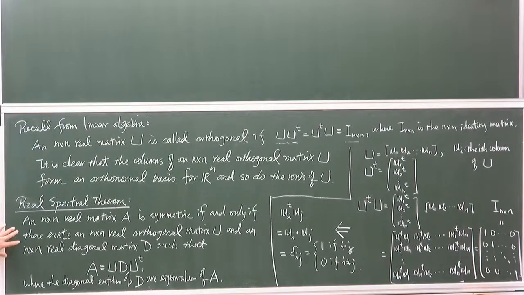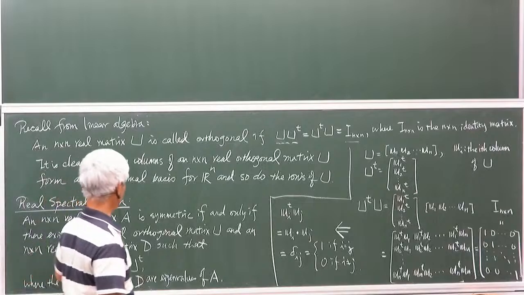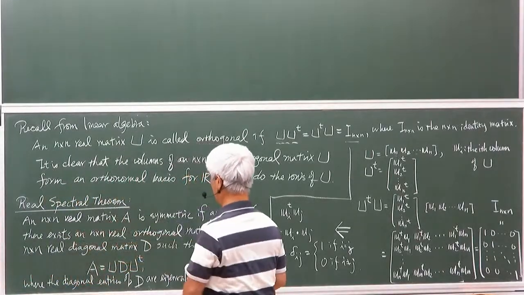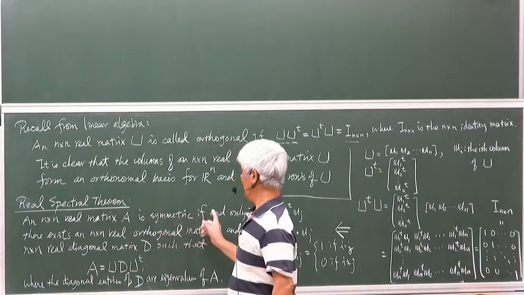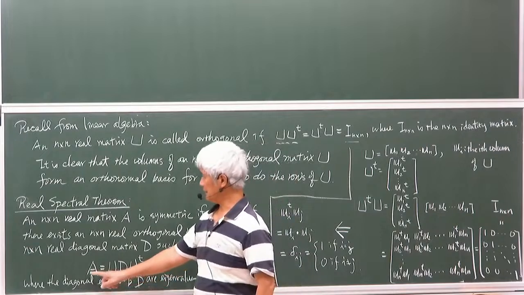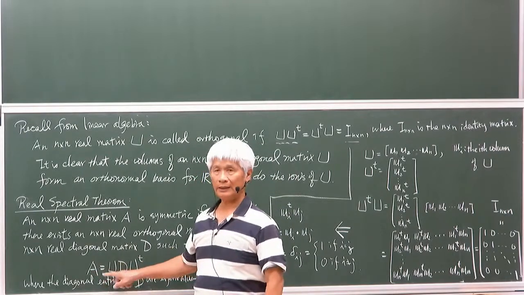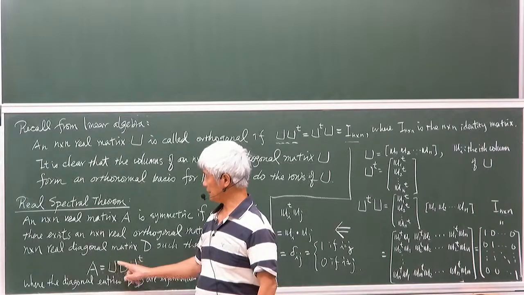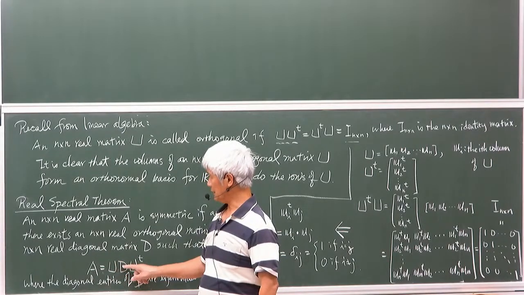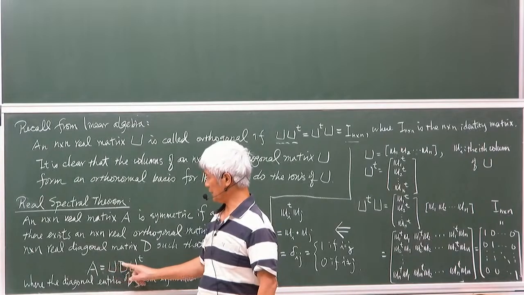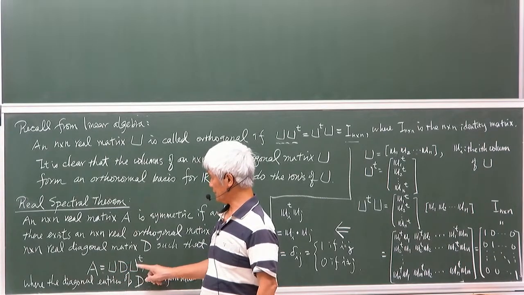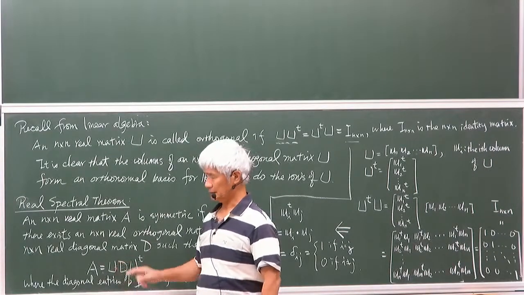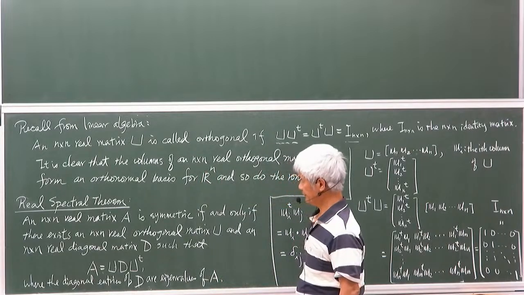So a real matrix A is symmetric if and only if this matrix can be expressed as the product of an orthogonal matrix U, a diagonal matrix D, and the transpose of this orthogonal matrix.